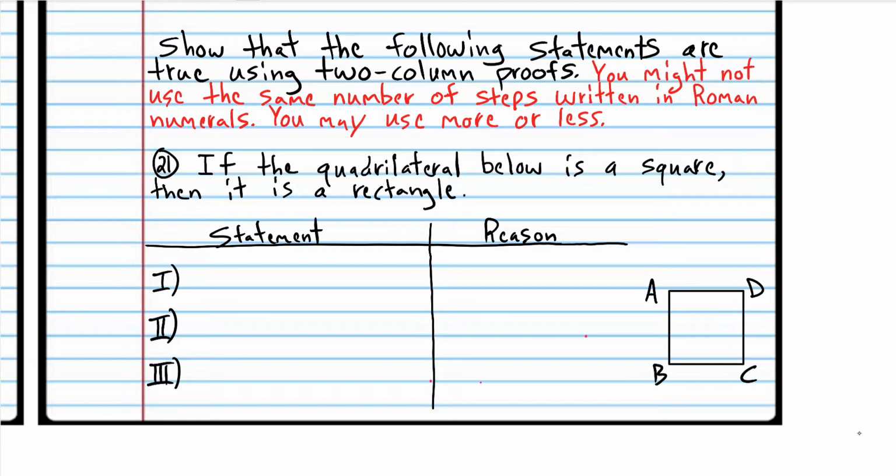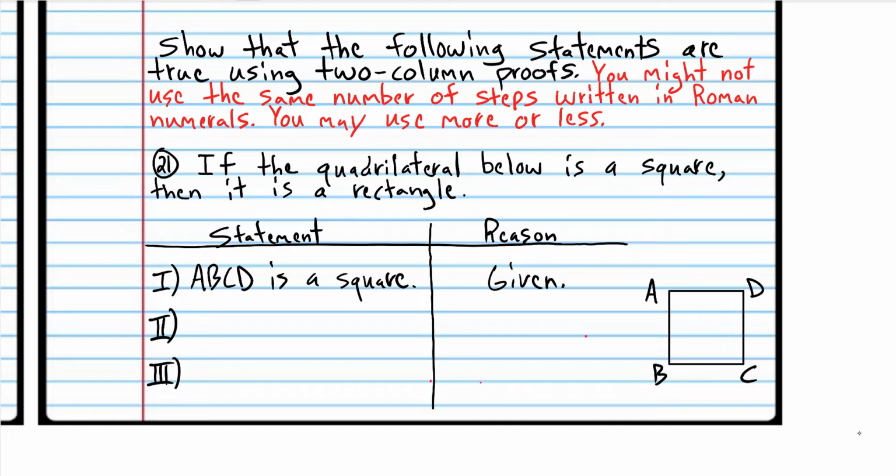All right, we're back. So we can say ABCD is a square. That is given information. We know that that's true because they told us. Now, we need to somehow show that that means it's got to be a rectangle. Well, what's the definition of a rectangle? A rectangle is a quadrilateral with 4 right angles.